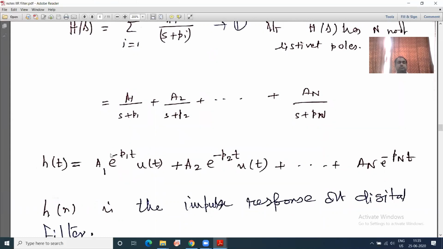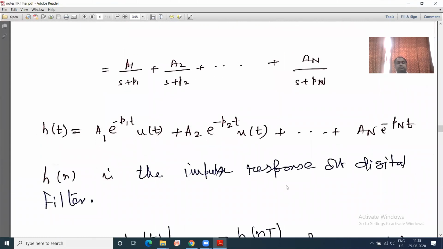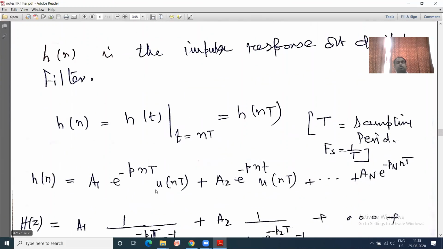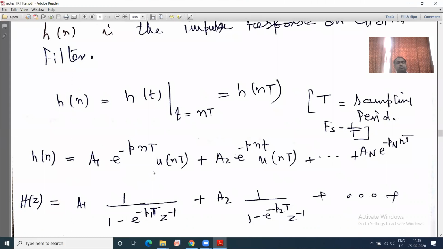Because the inverse of this is e to the power minus p1 t u(t), like that. Now h(n) being the filter response in the digital domain, what do I have to do? I have to write t equal to nT. So h(n) equal to h(t) at t equal to nT, h of nT. So you will replace t by nT and you will get this expression. Once I get this expression, it will be a function of n. When something is a function of n, it becomes discrete or digital.